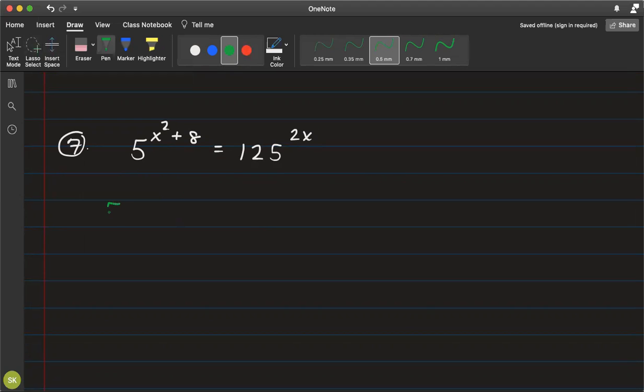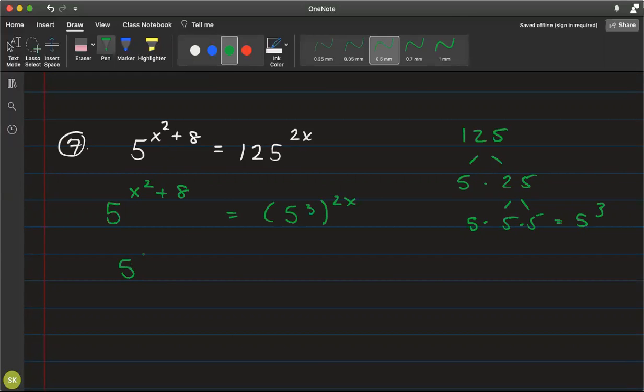All right, so we have 5 to the x squared plus 8. Notice that 125 is 5 times 25, which is also 5 times 5 times 5, or 5 cubed. So this is the same thing as 5 cubed to the 2x. That means we have 5 to the x squared plus 8 is equal to 5 to the 6x. And now we can set these exponents equal. We get x squared plus 8 is equal to 6x.